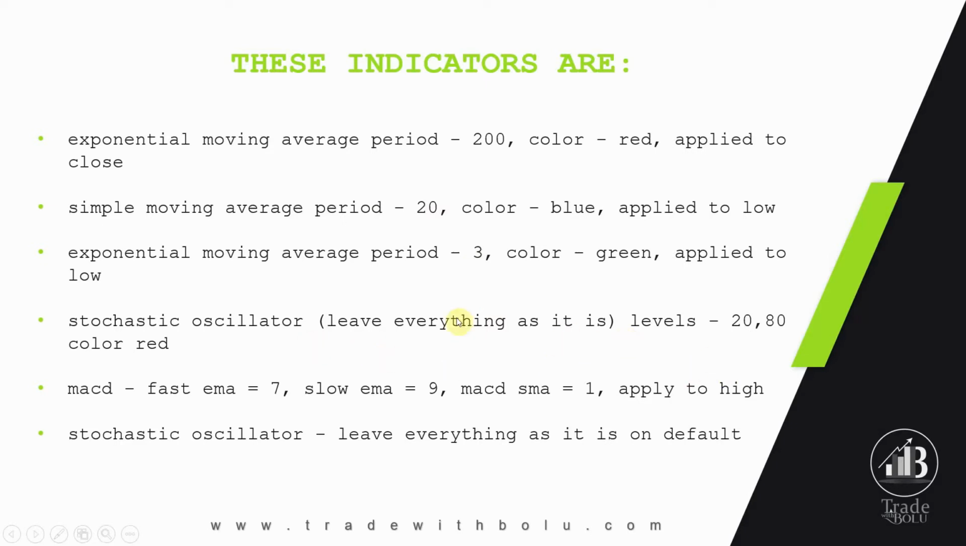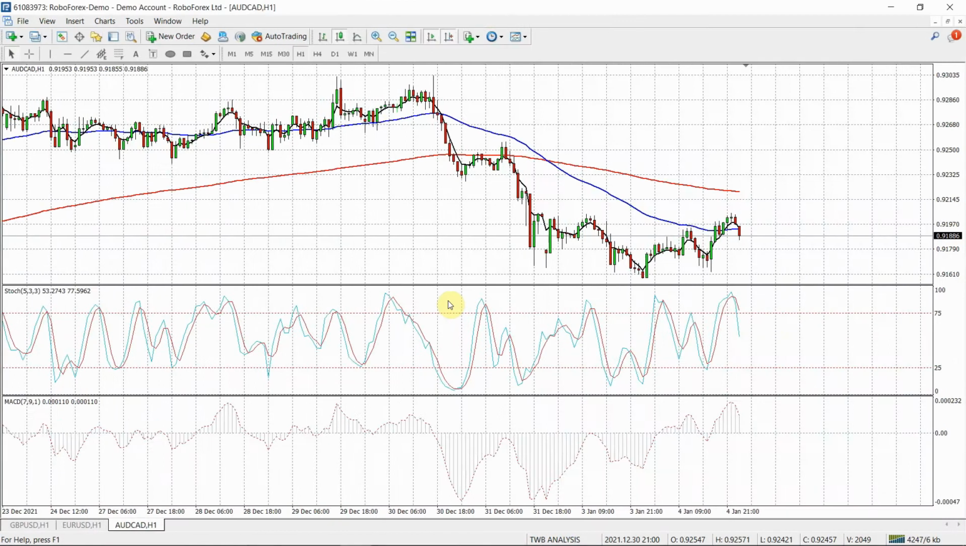We have the stochastics from 25 to 75 moving to 20 to 80, and then we have a MACD that we will be adding today. So that's exactly what we have for this strategy. Let me show you guys what that looks like. So this is exactly what it looks like.